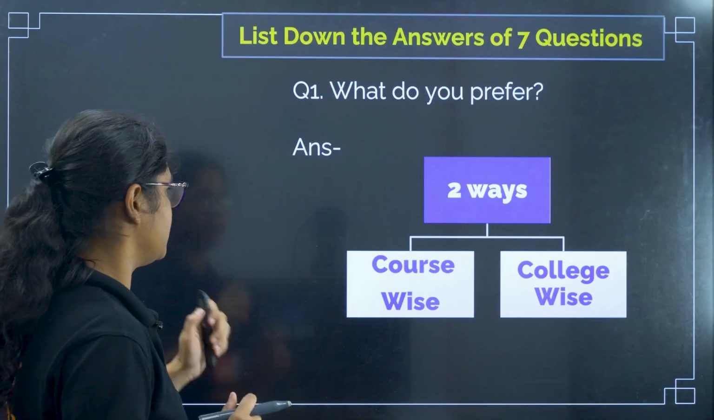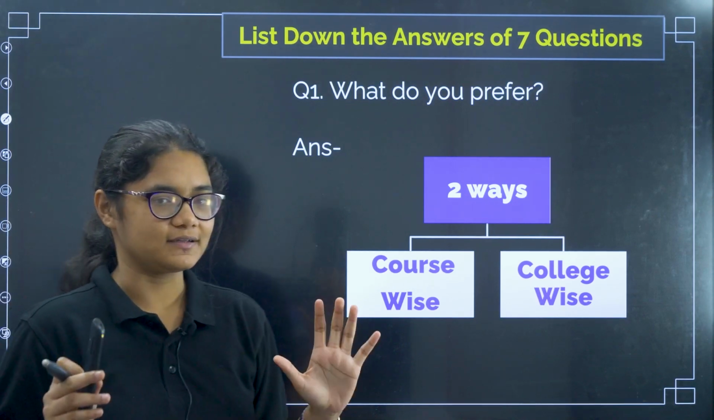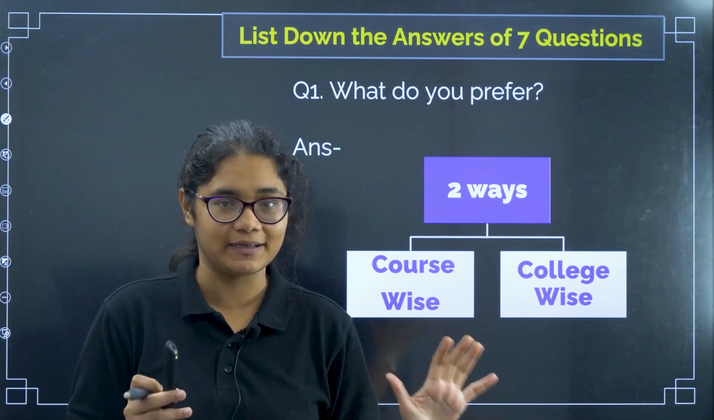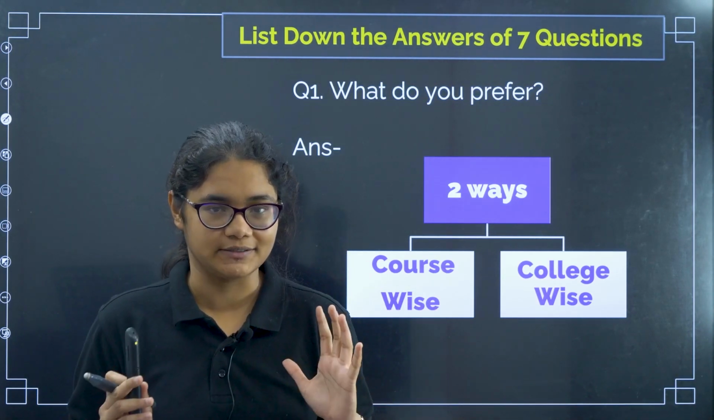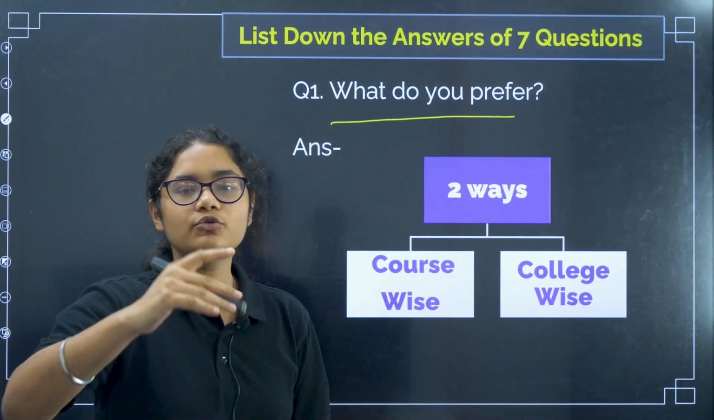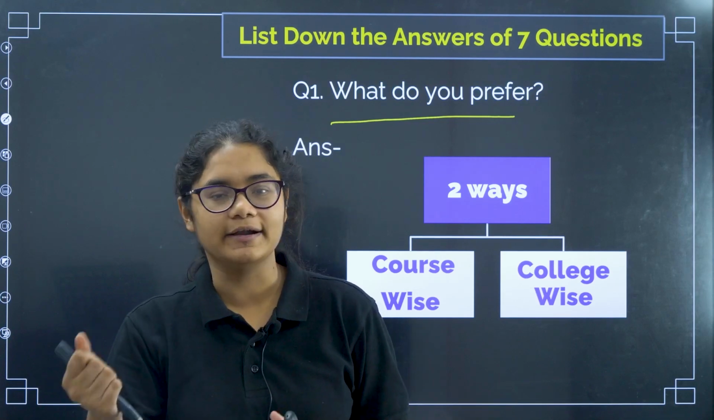The first step here is that you have to answer these 7 questions. In this video I'll be asking you 7 questions. You have to note down these questions and write the answer side by side for whichever is possible, or at least note down the 7 questions. So first is, what do you prefer? There are 2 ways by which we can do the option entry: either college wise or course wise.